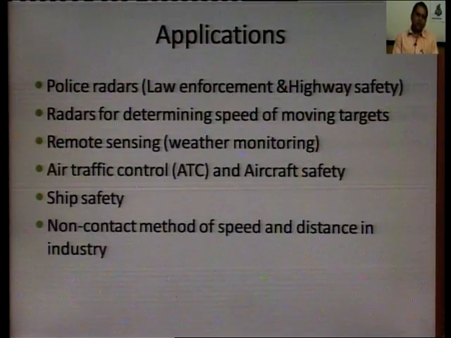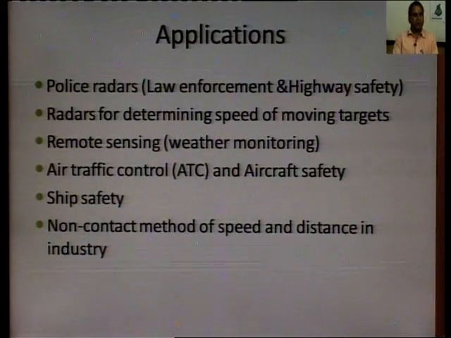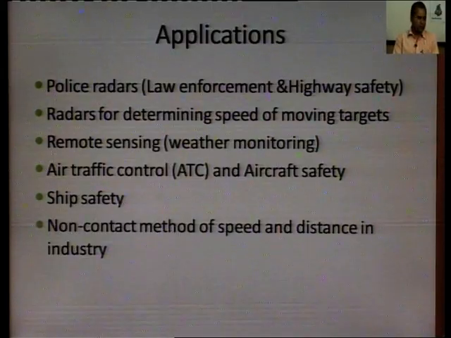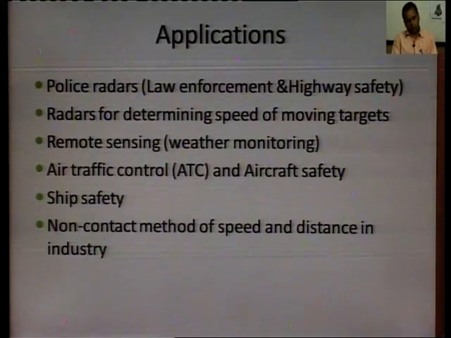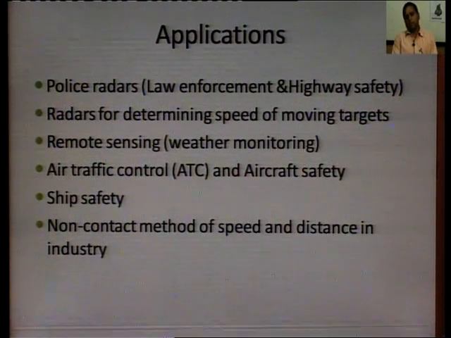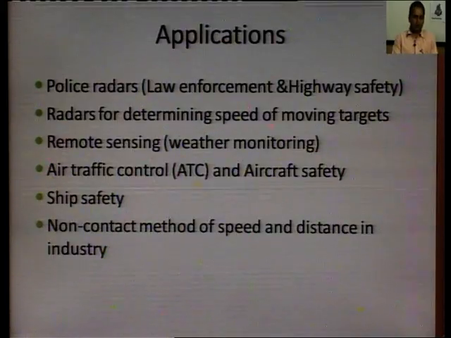Other applications are police radars, which are used for law enforcement and highway safety. Normally, you would have seen those banners put on the roads saying that you are under radar surveillance. So, these are the radars which are used by the police personnel for law enforcement and also for control of the speed of vehicles on the road. Then radar for determining the speed of moving targets: targets can be detected as far as their speed is concerned by using radars.